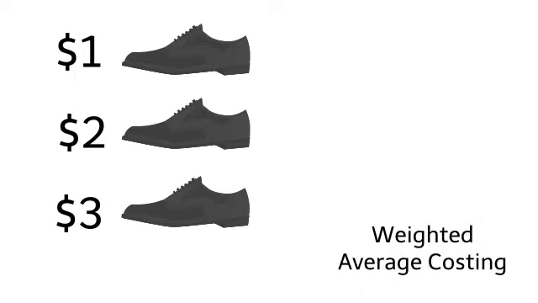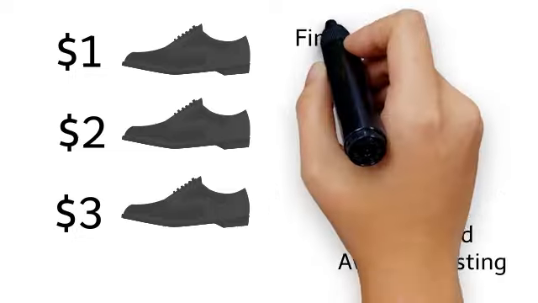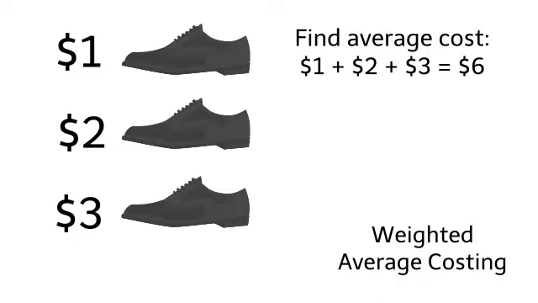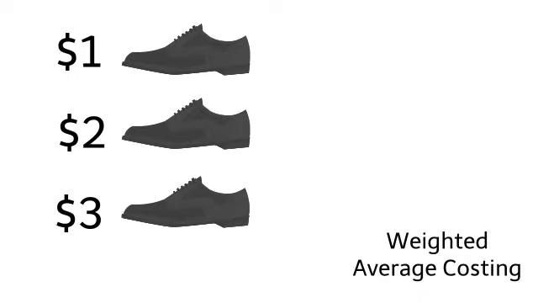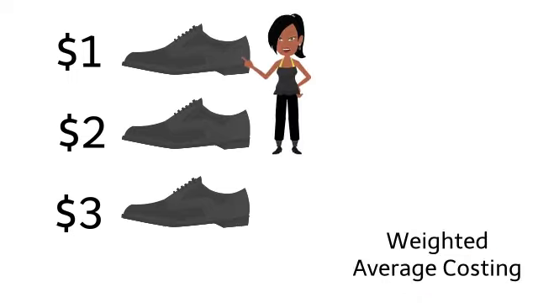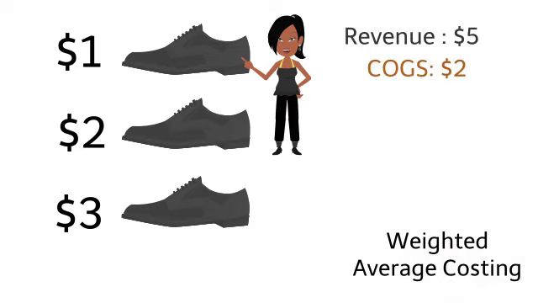Next, the weighted average costing. Now we simply find the average cost of the shoes, which in this case is $2. Why? Because 1 plus 2 plus 3 is 6, and divided by 3 batches is 2. Remember though, we will average after every batch we receive. Again, it doesn't matter which shoes the customer takes, because we have calculated the average cost of all the shoes, and that is $2. Therefore, profit will be $3.